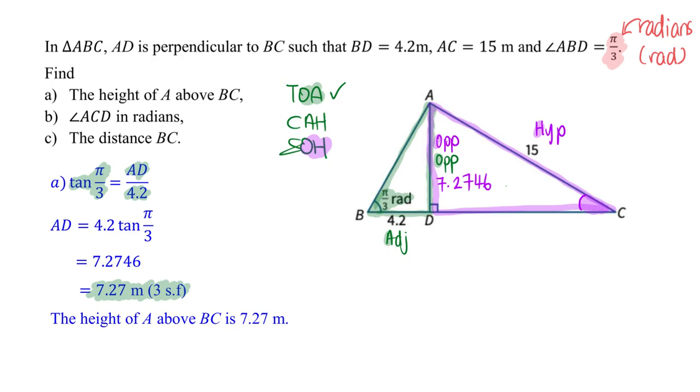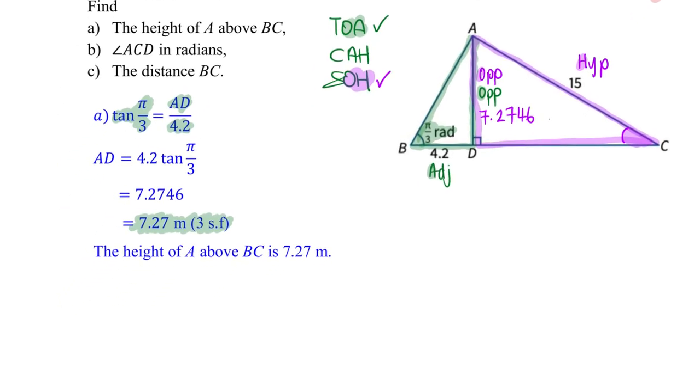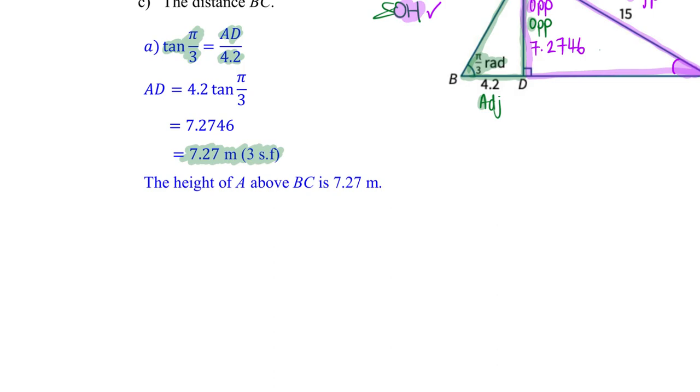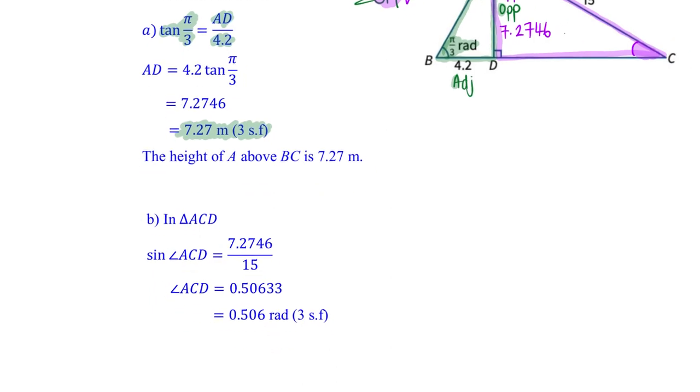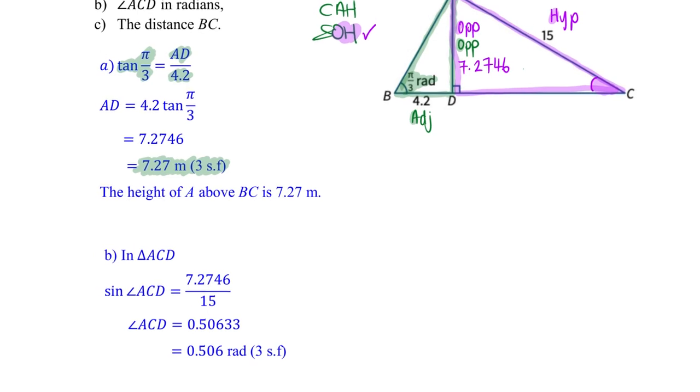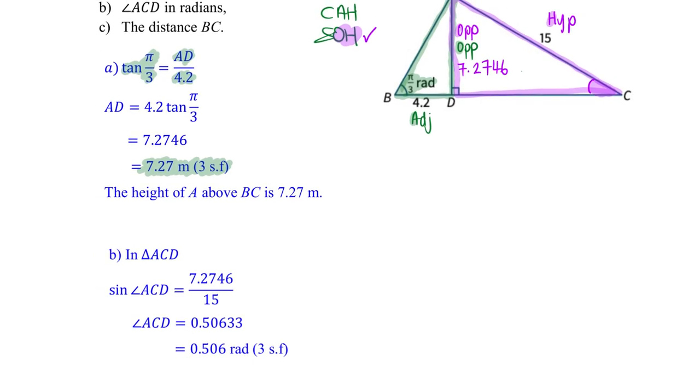You will then see in my working later on that I will use this sine. So we are going to use the sine ratio here. In my working that you are going to see shortly, you can see Mr. Tan applying his sine of angle ACD equals opposite, which is my 7.276, over my hypotenuse.